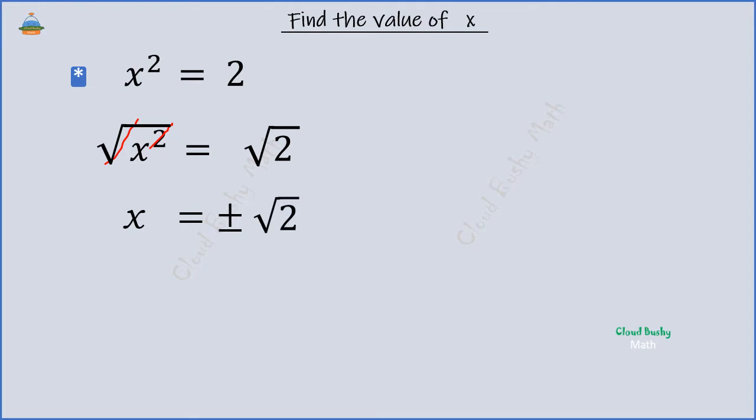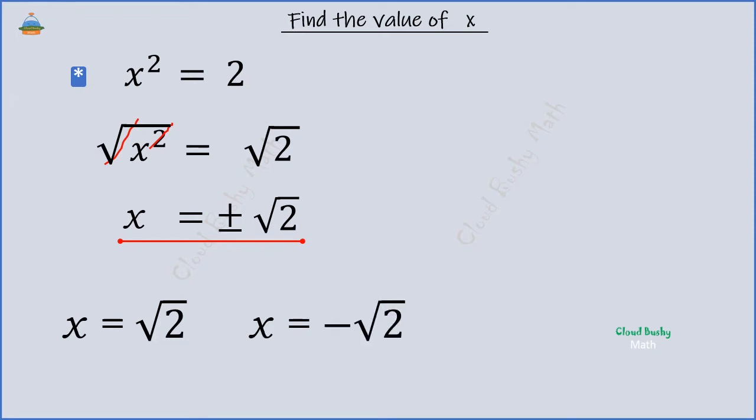So we will leave this answer with the square root sign on. That is to say, x is equal to plus or minus the square root of 2. Note that we have two answers: x is positive root 2 and or x is negative root 2.